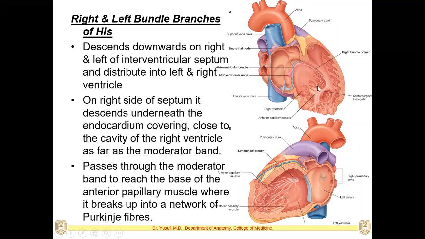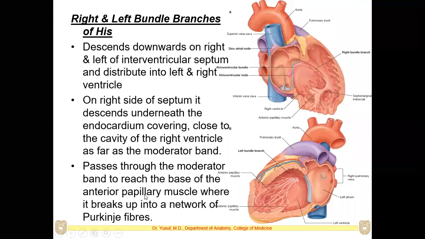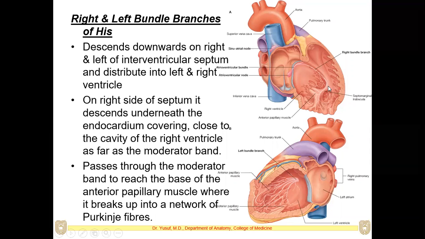So it goes up to the right ventricle as far as the moderator band. It will go up to here, which is called the septomarginal trabecula, or the moderator band. It passes through the moderator band to reach the base of the anterior papillary muscle, where it breaks up into the network of Purkinje fibers. So it will go all the way up to the bases of the papillary muscles, where it then divides into multiple branches and supplies the whole of the ventricle.